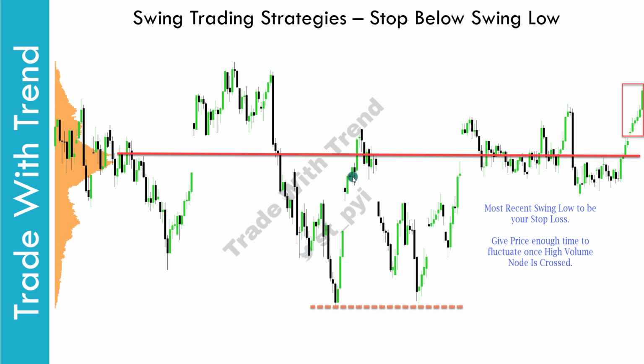Essentially, there are two ways that stops can be set. Number one, you can use this low point around the high volume node as stop loss and then ride the trend on the upside.